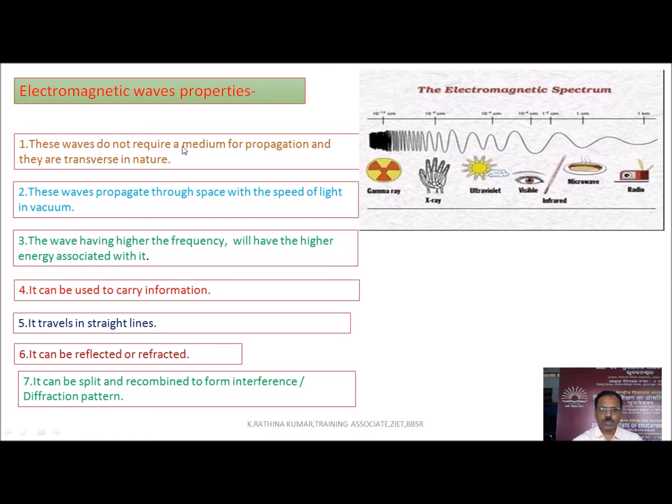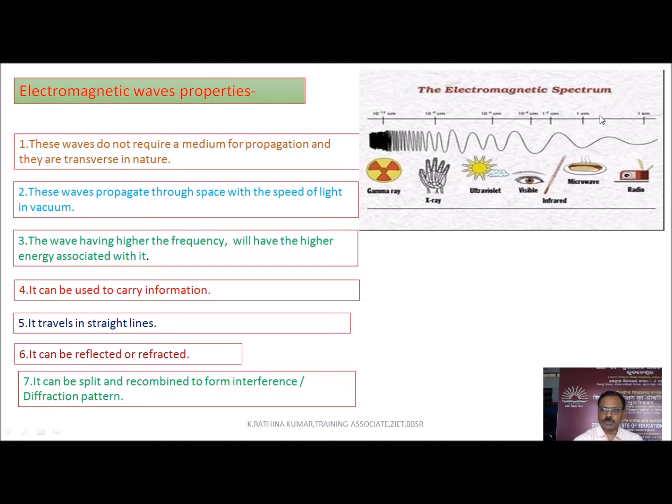Number one, these waves do not require a medium for propagation, and they are transverse in nature. This wave propagates through space with the speed of light in vacuum. The wave with higher frequency will have higher energy associated with it. It can be used to carry information. It travels in a straight line. It can be reflected or refracted. When it gets refracted in the atmosphere, it produces the rainbow. And the seventh point, it can be split and combined to form interference or diffraction patterns. So light, being a wave, naturally undergoes reflection, refraction, interference, and diffraction.